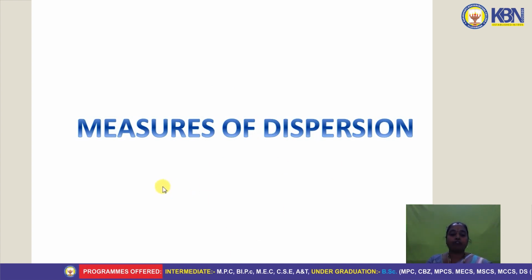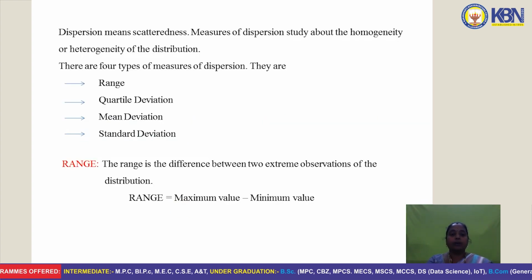Now I would like to explain the concept of measures of dispersion. Measures of dispersion means it is the scatteredness. It studies the homogeneity and heterogeneity of the distribution. In this, there are four types. They are range, quartile deviation, mean deviation and standard deviation.